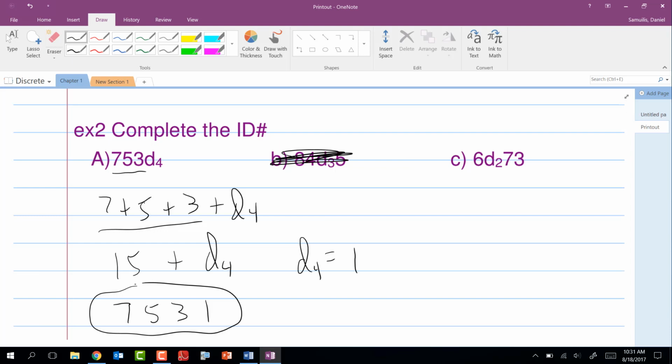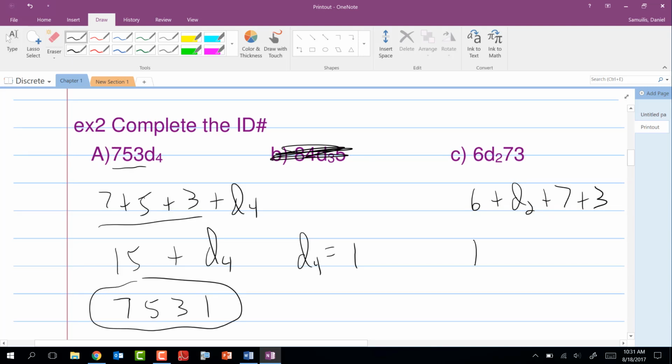Now I like this last one because it denotes why it says in a divisible by 8 scheme we should only use digits 0 through 7. And it's because of this. 6 plus D2 plus 7 plus 3. You don't have to write that out. 16 plus D2. What would D2 have to be?